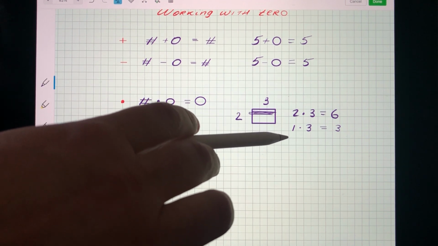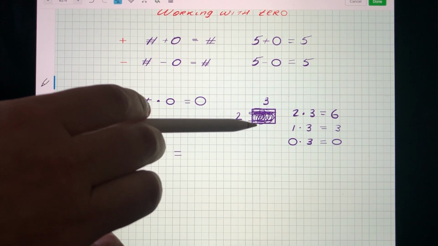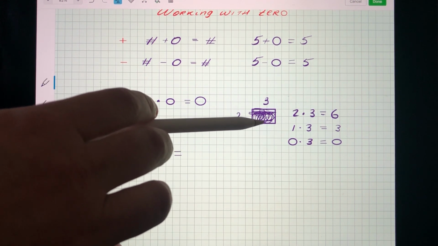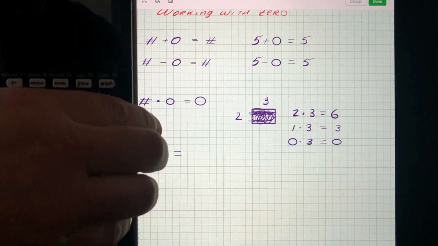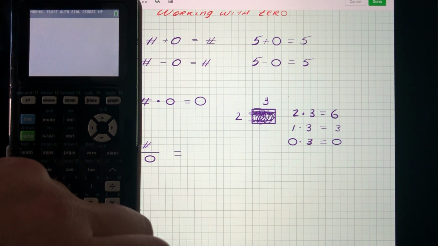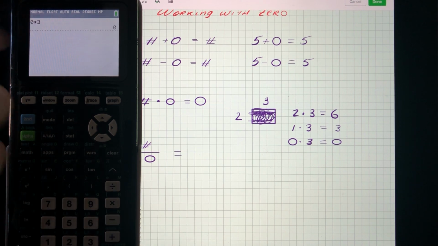But what happens if we take 0? If we take 0 rows times 3, what is that? Well, now we have no rows, which means we have no boxes to count. At this point there are no squares, and the answer is 0 because there are no squares left. So visually that's what happens. When you're multiplying by 0, we either have no rows or no columns, which means there are no boxes left. Now we can check this with a calculator, in case we forget. Let's say 0 times 3, and the answer is 0.